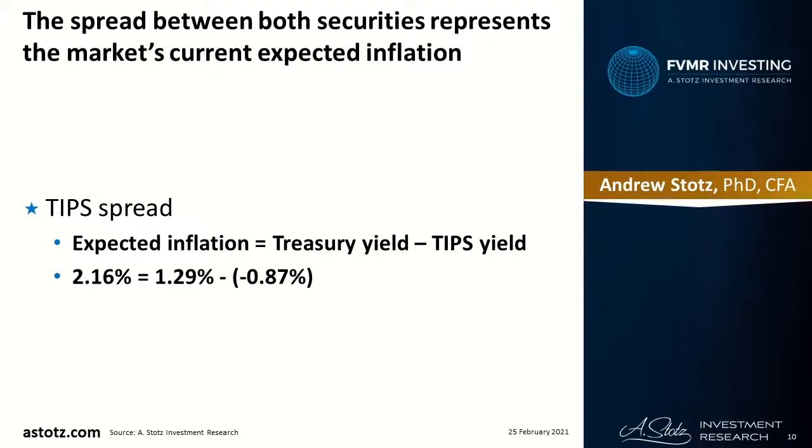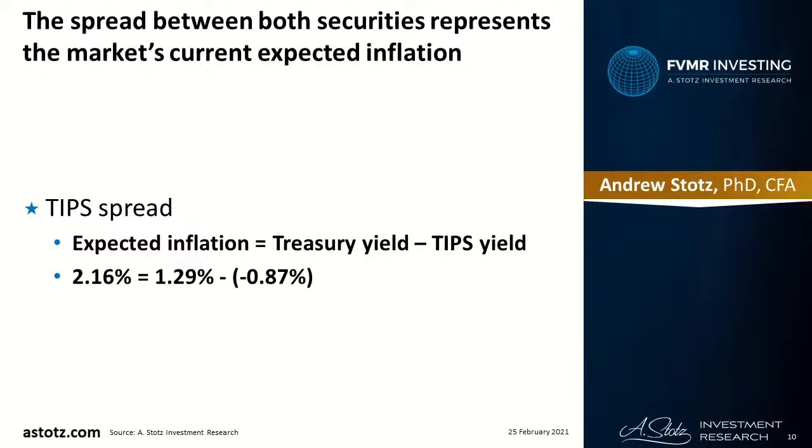Now, the spread between both of these securities represents the market's current expected inflation. So what is the calculation? Expected inflation equals the Treasury yield minus the TIPS yield. Now, right now, the Treasury yield is at 1.29, and the TIPS yield is almost -1. It's minus 0.87. So that spread is 2.16. Let's say about 2% expectation for inflation. So right there, we can see that the market has built in some inflation expectation.